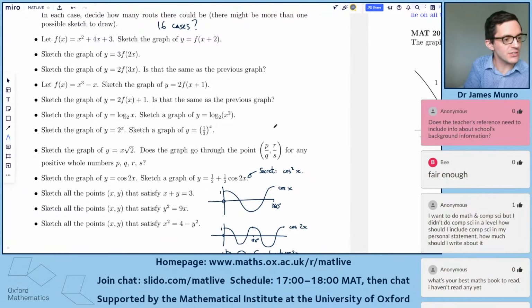This question: does the teacher's reference need to include info about the school's background information? We recommend it if possible. Schools have got quite good at putting a couple of sentences or a paragraph at the start explaining key facts about the school, sometimes with a link that they want us to click on. We also get some government statistics about schools in England, so we get some information, but in general we're fans of information, so that's good.